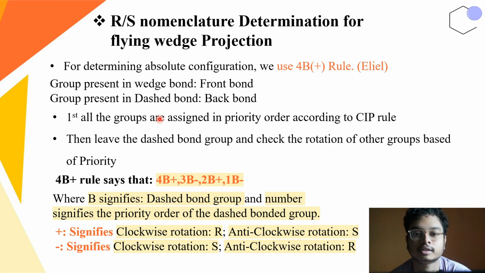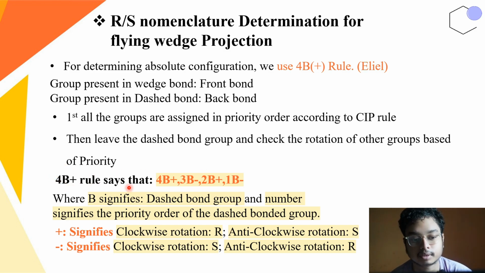Okay, so first of all, the very basics we have to clear: the group present on the wedge bond is called a front bond, and the group present on the dash bond, that is below the observer, is called a back bond. From this, all groups are assigned the priority order according to the CIP rule, which we discussed in the previous lecture, so first check that lecture to understand what the CIP rule is. After taking the priority order, you have to leave out the dash bond group and check the rotation of the other groups based on priority. Okay, a little bit confusing, but don't worry.